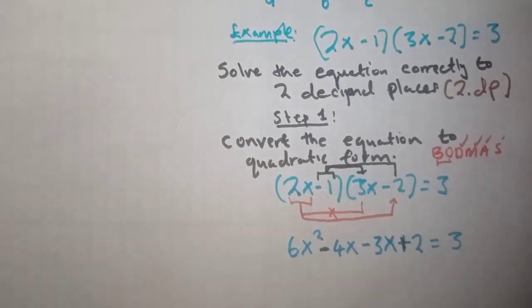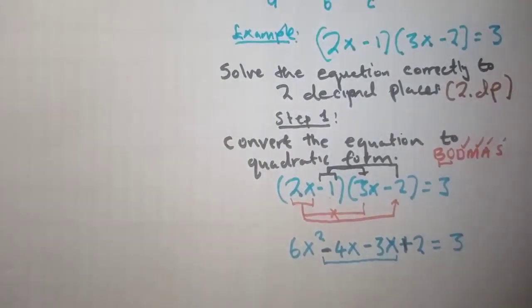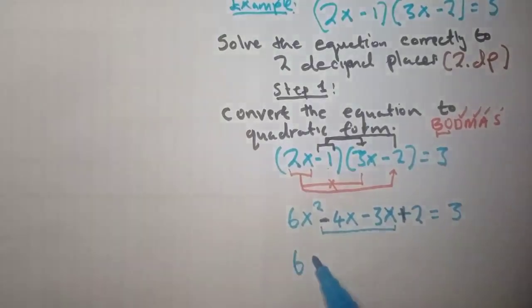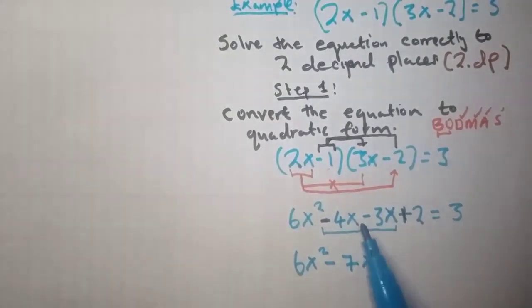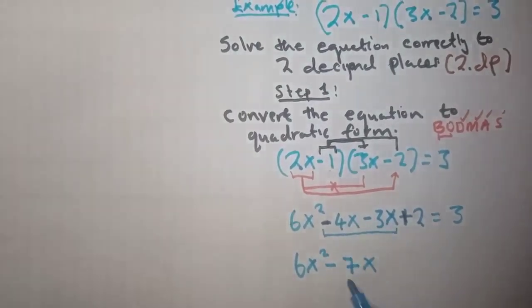Then we're not yet done. Notice here we've got like terms: negative 4x and minus 3x are like terms. So this is going to be 6x squared minus 7x. Why 7x? Whenever you've got two same signs, minus 4x minus 3x, maintain the sign negative, then add. So 4x plus 3x is 7x.